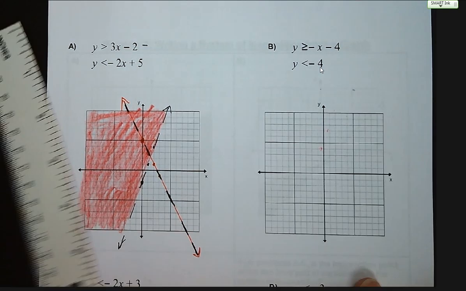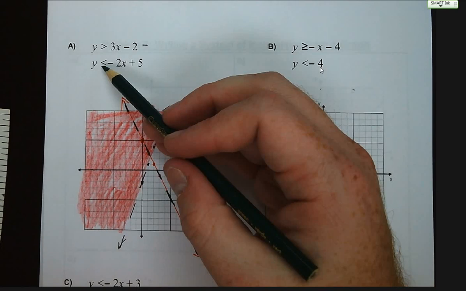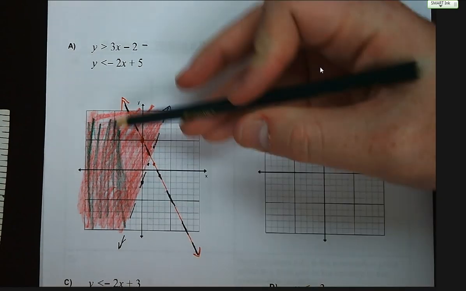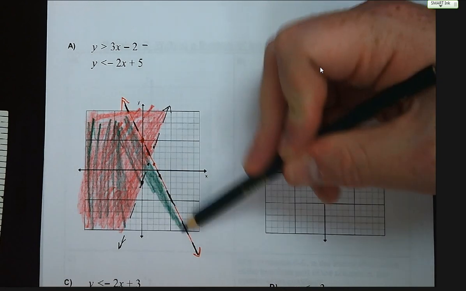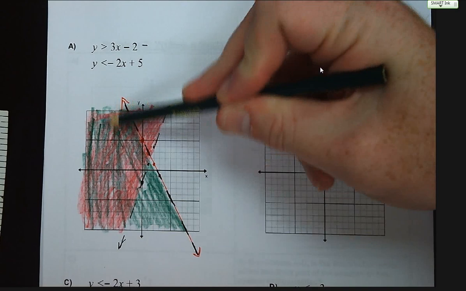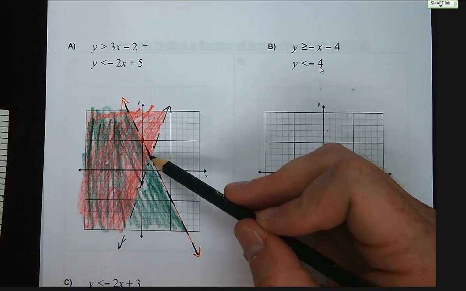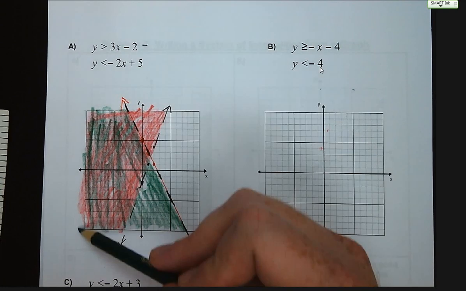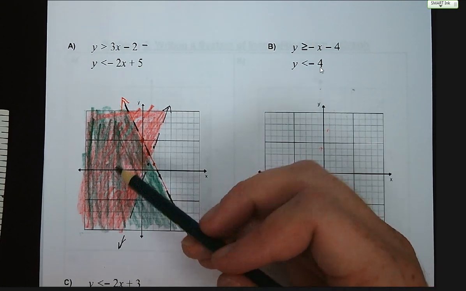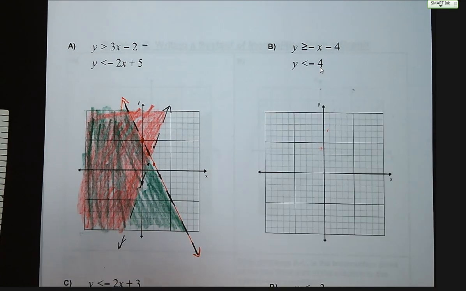All right, so remember I just said a little hint, if we haven't figured it out, is that when it is less than, we're going to shade below it. So you can see our regions. We can see this overlapped section here that's bordered by the 2 lines and the edge of our graph. This is our solution. So any point in this overlapping section would be a solution to both inequalities.